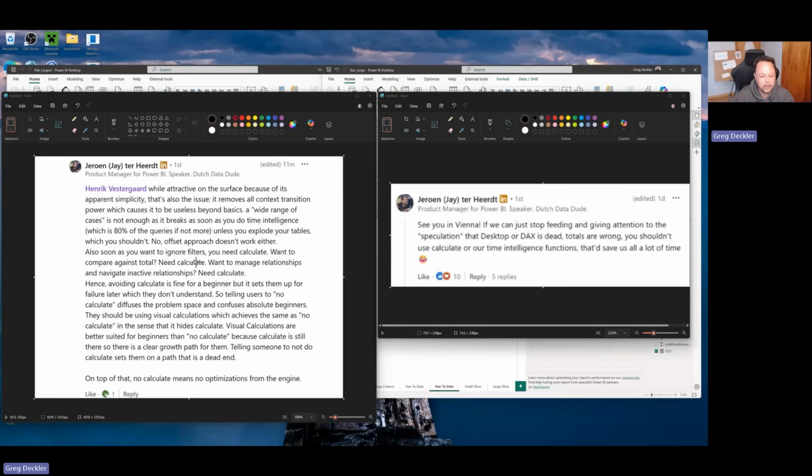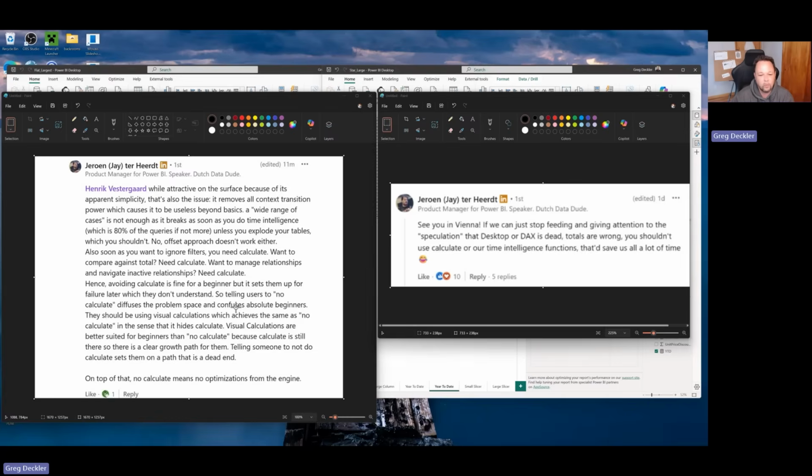Want to compare and scroll, need CALCULATE. No, you don't. ALL function, Jay. Want to manage relationships and navigate inactive relationships? Need CALCULATE. No, you don't, right? Alexis Olson specifically posted a no-CALCULATE challenge about this, and you can handle situations like that via TREATAS, right? And so he's talking about how it sets them up for failure, right? No, what sets people up for failure is CALCULATE, right?